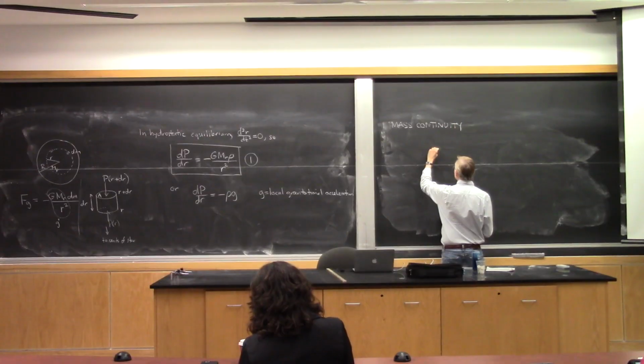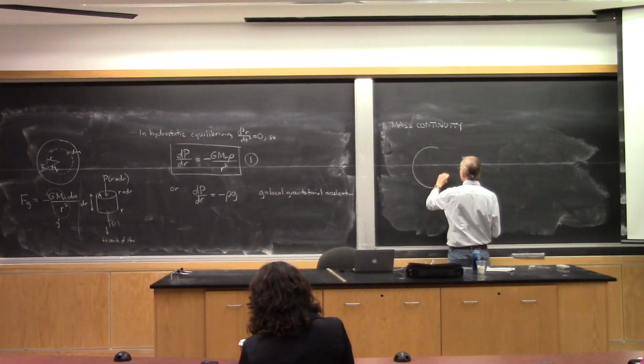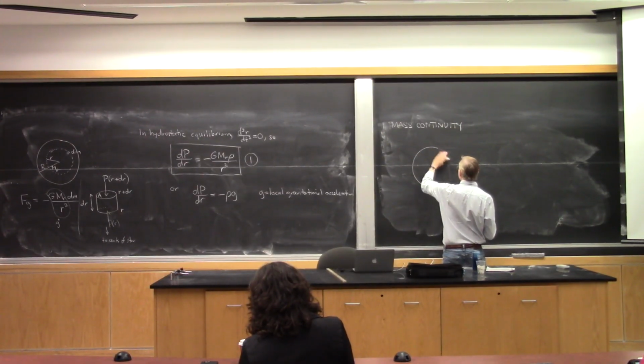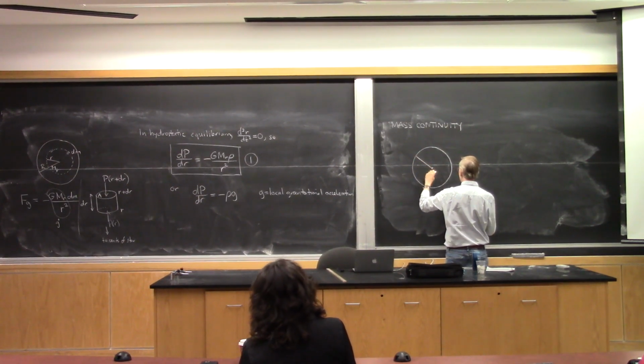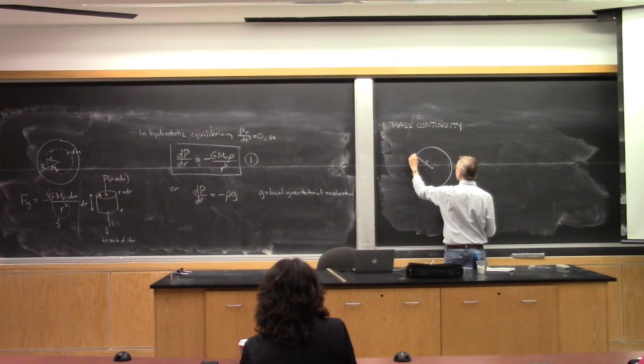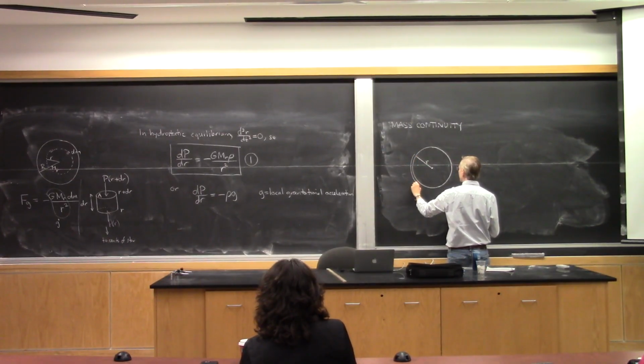We're just generalizing to mass. So consider we're within the star. And so here is a shell whose inner radius is r, and its thickness is dr.